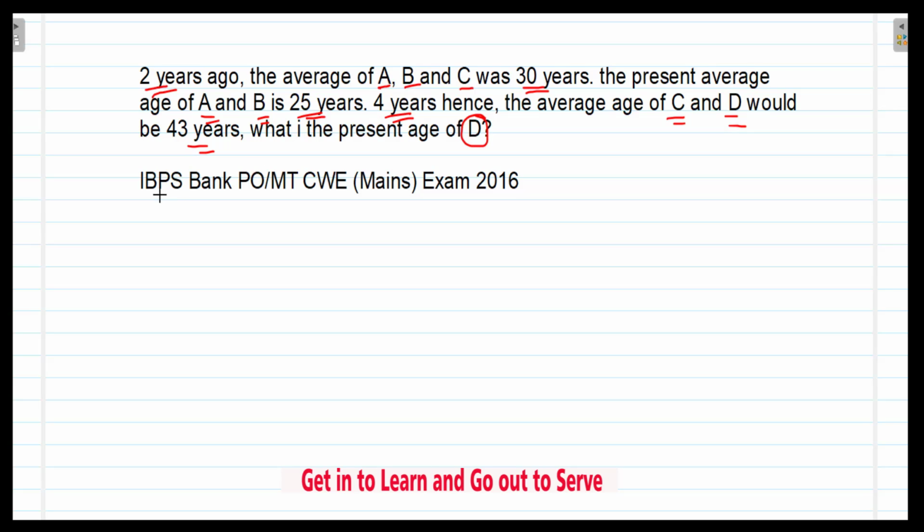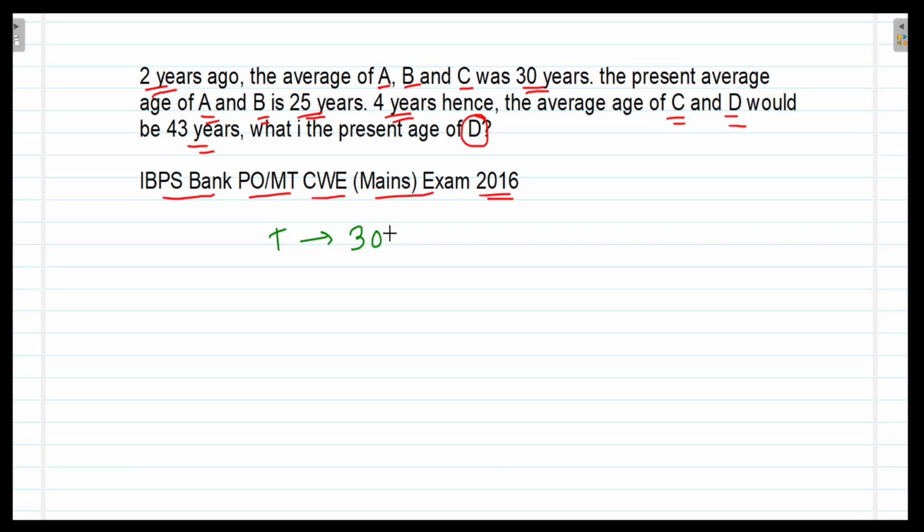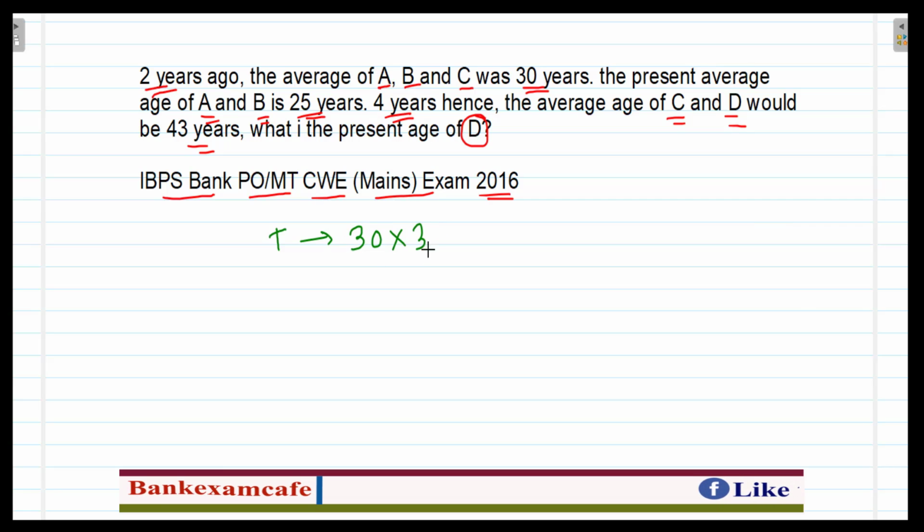This question was asked in the IBPS Bank PO MT CWE Mains Exam 2016. So here, friends, 2 years ago, the average age of A, B and C was 30 years. So the total age of A, B and C 2 years ago will be 30 multiplied by 3. 3 members are there and the average age is 30. Therefore, their total age will be 3 into 30, that is 90 years.